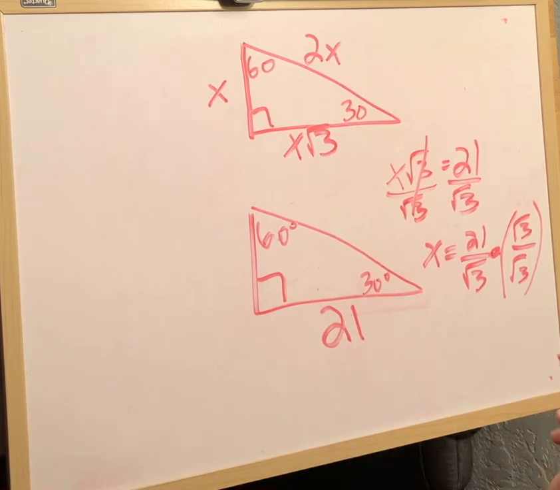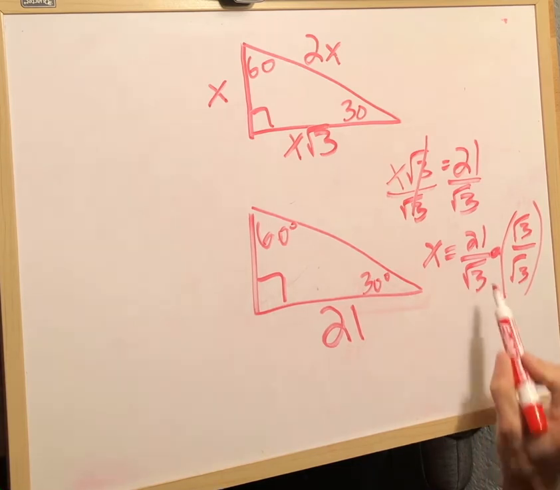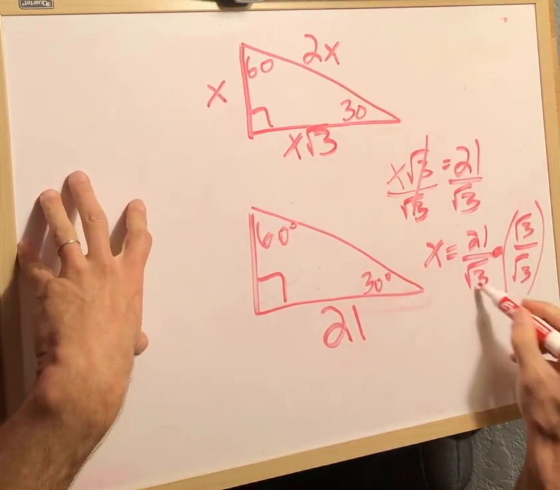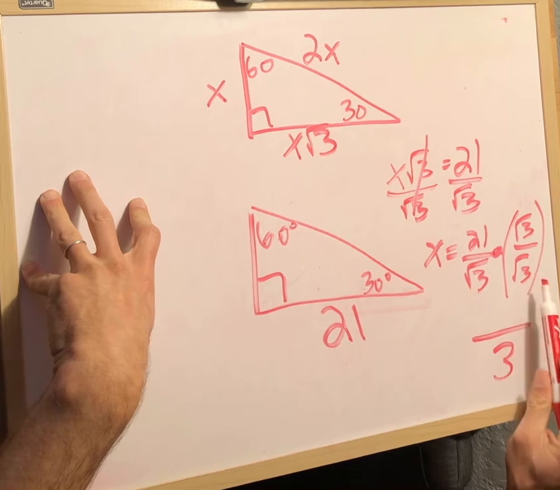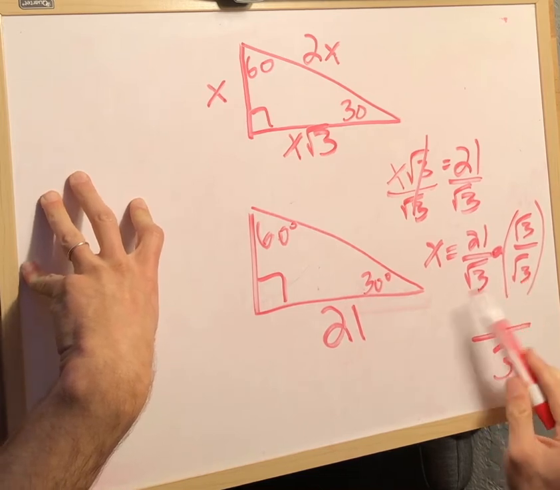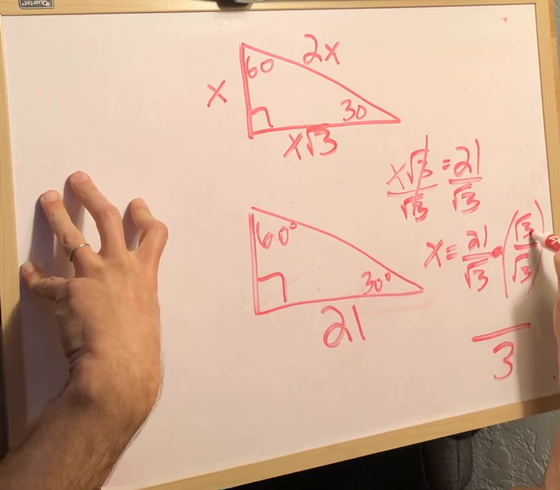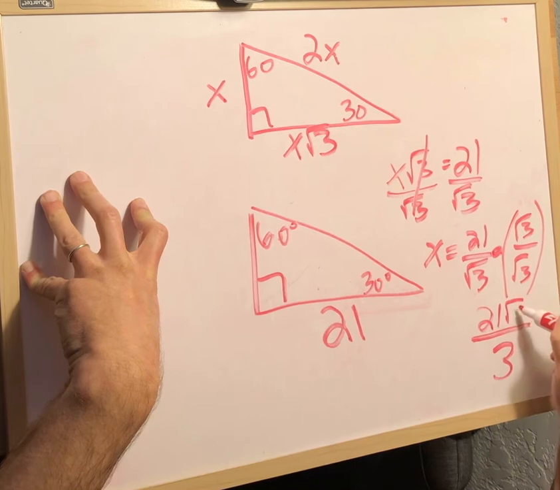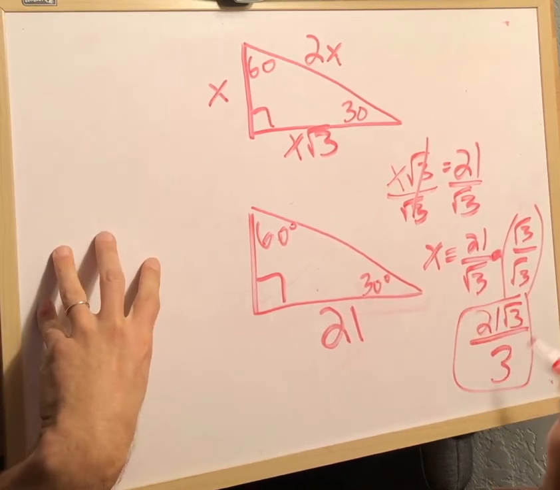Why am I multiplying it by root 3? Because I need to get rid of my denominator as a square root. Watch what happens when I multiply the bottom by root 3. Root 3 times root 3, the square roots cancel out, and you're just left with what's inside, 3. Because square root of 3 times square root of 3 is the square root of 9. The square root of 9 is 3. But you have to multiply the top by root 3 also. So 21 times root 3. And here's my unsimplified answer for x.